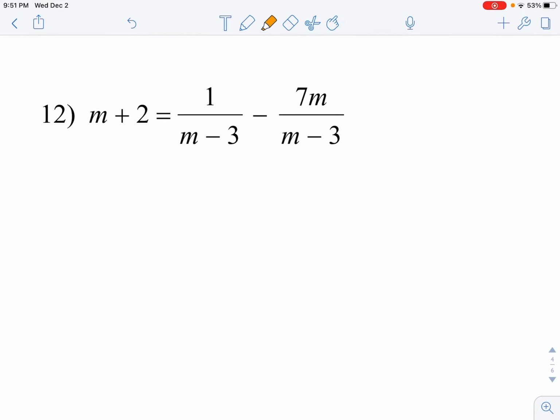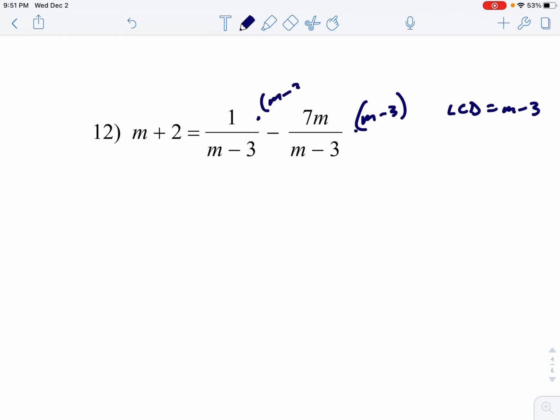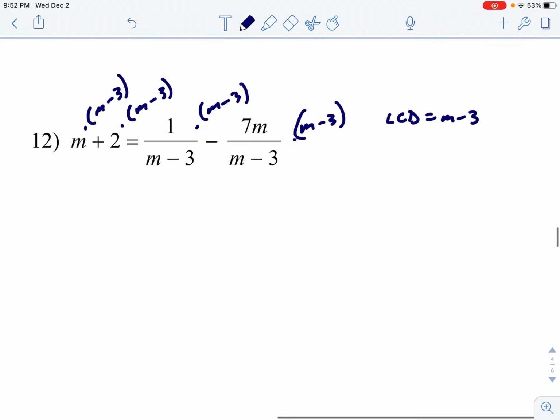Okay, once again, there's only one denominator, so that is by default the common denominator. So I need to multiply everything by m minus 3. Let me move that over. So this term gets multiplied by m minus 3. This term gets multiplied by m minus 3. This 2 gets multiplied by m minus 3. And this m gets multiplied by m minus 3. So what happens here? Well, this cancels out. This cancels out.